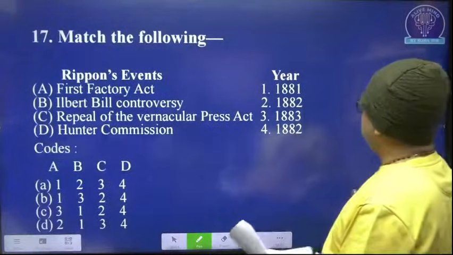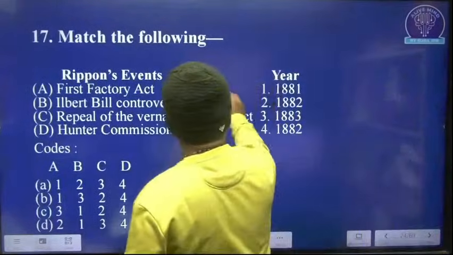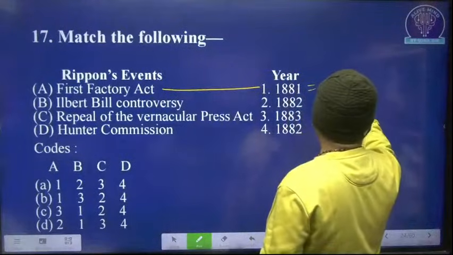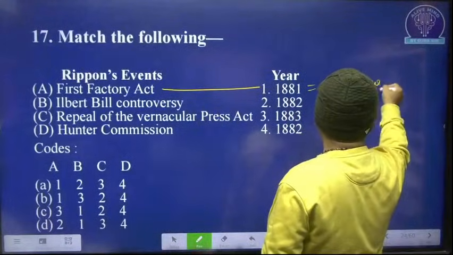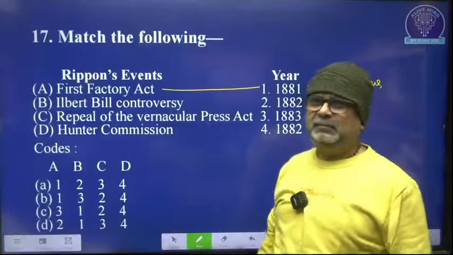Match the following. First Factory Act 1881 related to child labour. No child below 7 will be employed in the company.